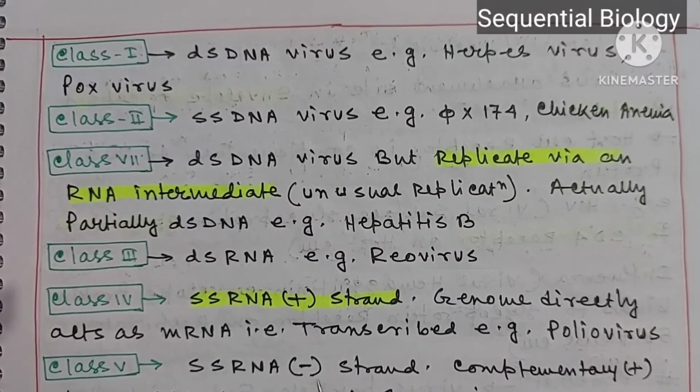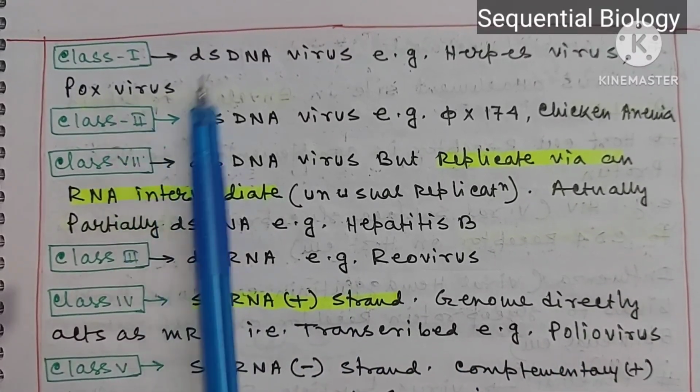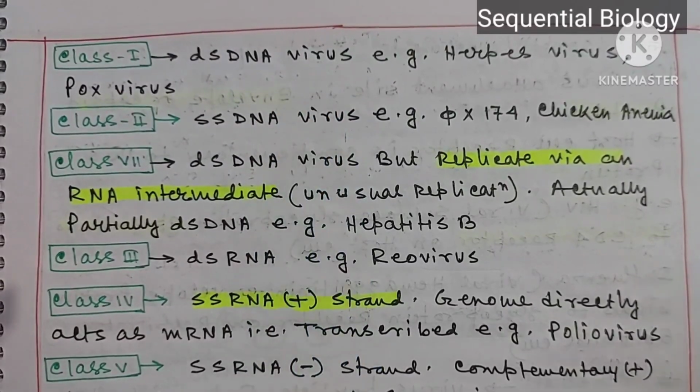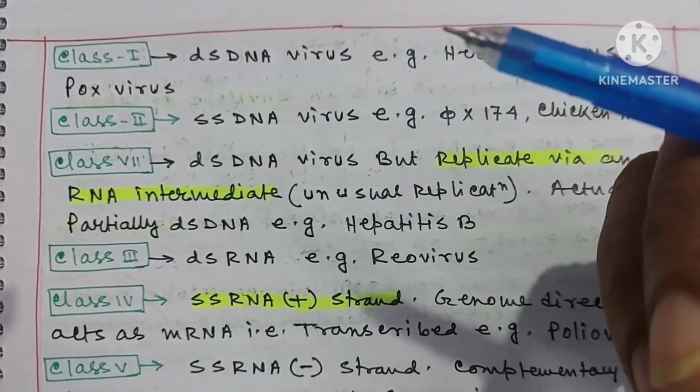Now Baltimore classified the viruses into 6 different classes. Class 1 viruses are double stranded DNA viruses, and you know that in viruses single stranded DNA can also be found, and double stranded RNA can also be found.